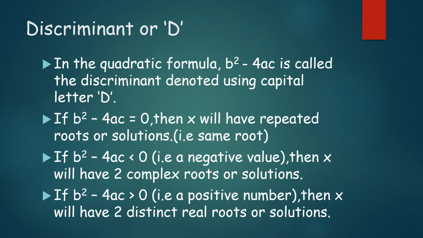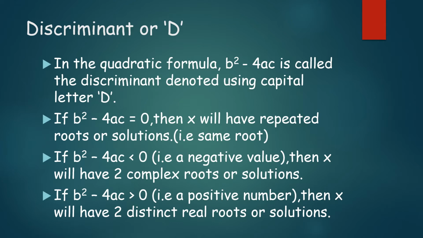Now, in the quadratic formula, b square minus 4ac is known as discriminant, which is denoted using the capital letter D. It is called a discriminant because that particular term, that is b square minus 4ac, determines the root of x. By finding out b square minus 4ac, we can predict the root of x.